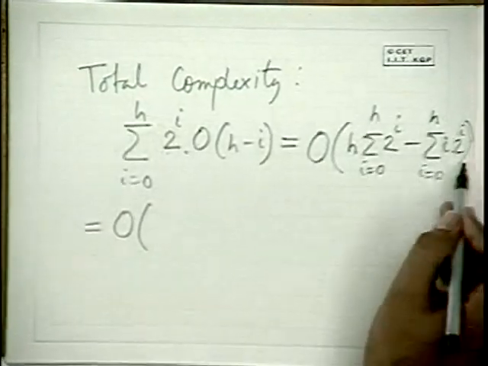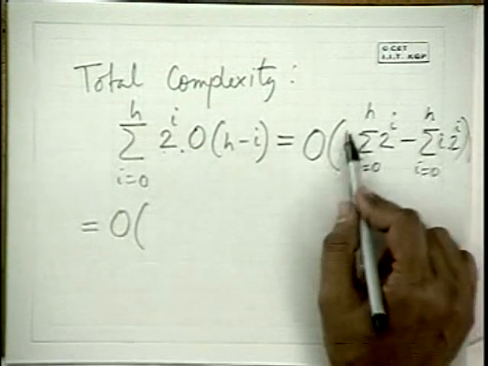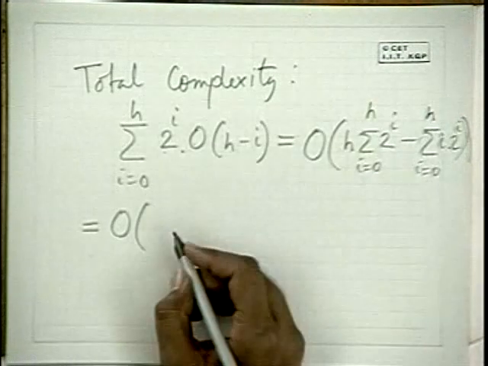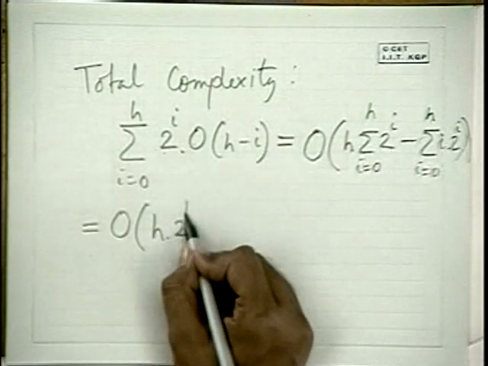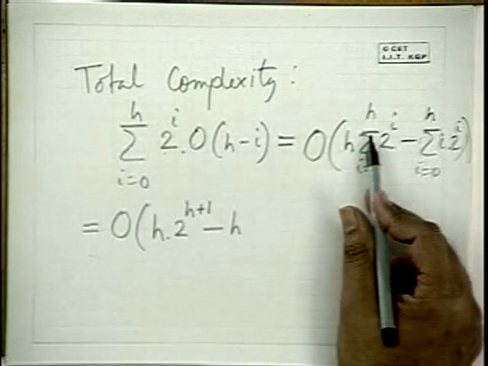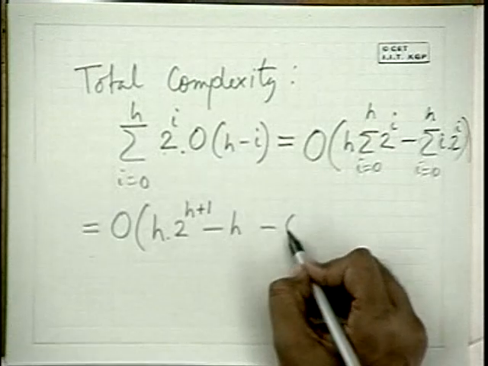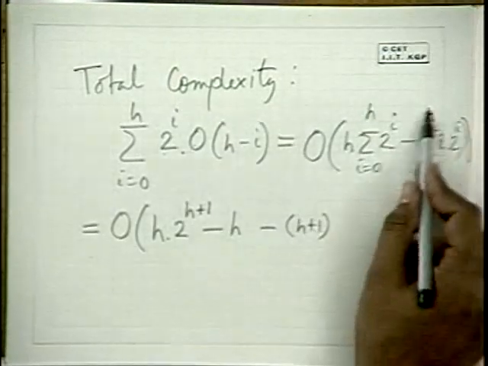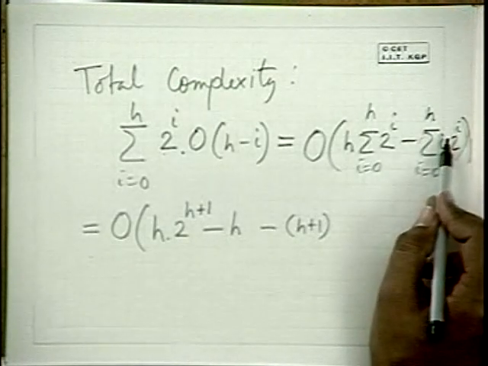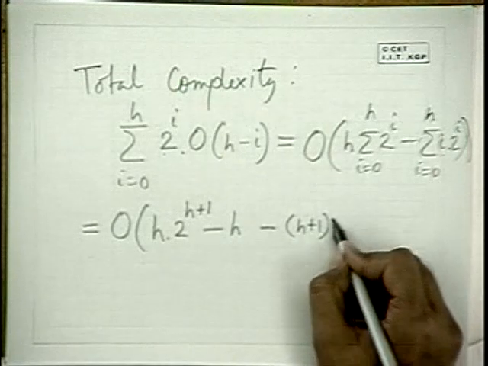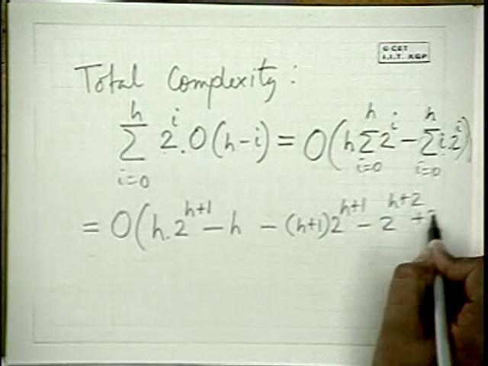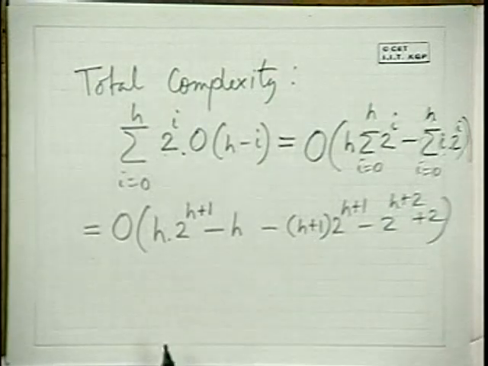If you now just expand this, or compute this sum, it is a geometric series, a very simple one. So this is h times 2 to the power h plus 1 minus h, that this term will give, minus h plus 1. This is already we derived. This is what I needed, that formula. Okay, h minus 1, 2 to the power h plus 1 minus 2 to the power h plus 2 plus 2. Okay, and just look at it.